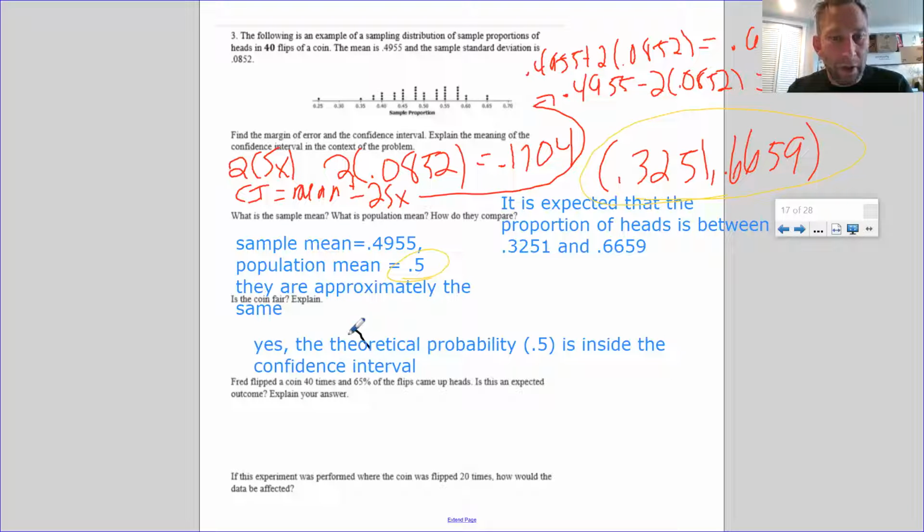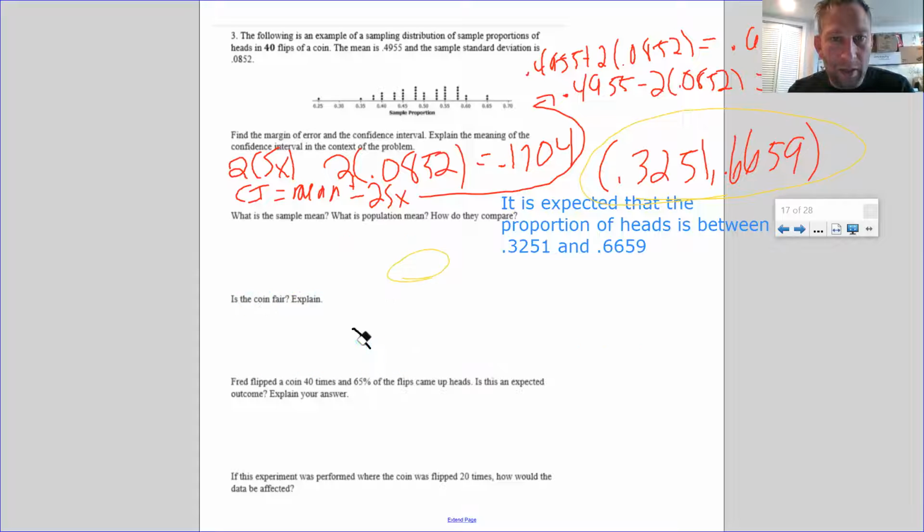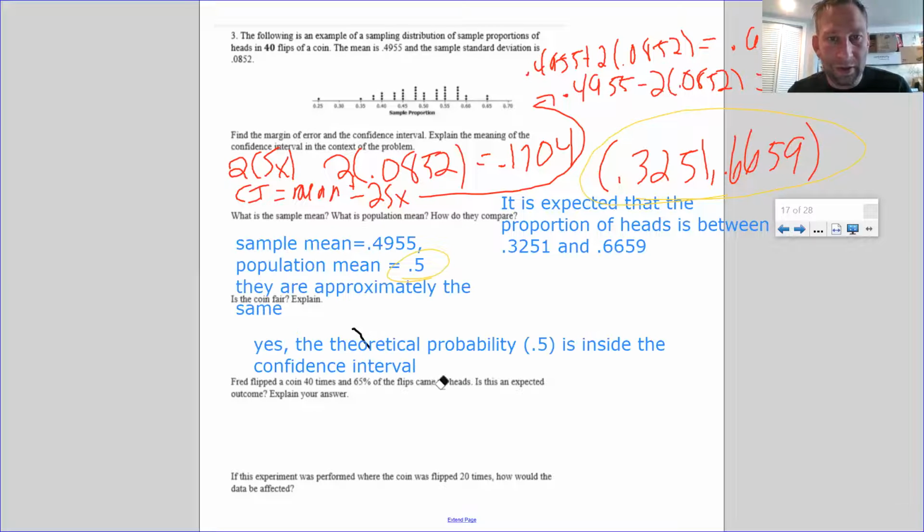Fred flipped a coin 40 times and 65%. Oh no. Oh, that was scary. Oh no. Undo that? Yes. All right, I'm leaving that mark. I'm over it. Fred flipped the coin 40 times and 65% of the flips came up heads.